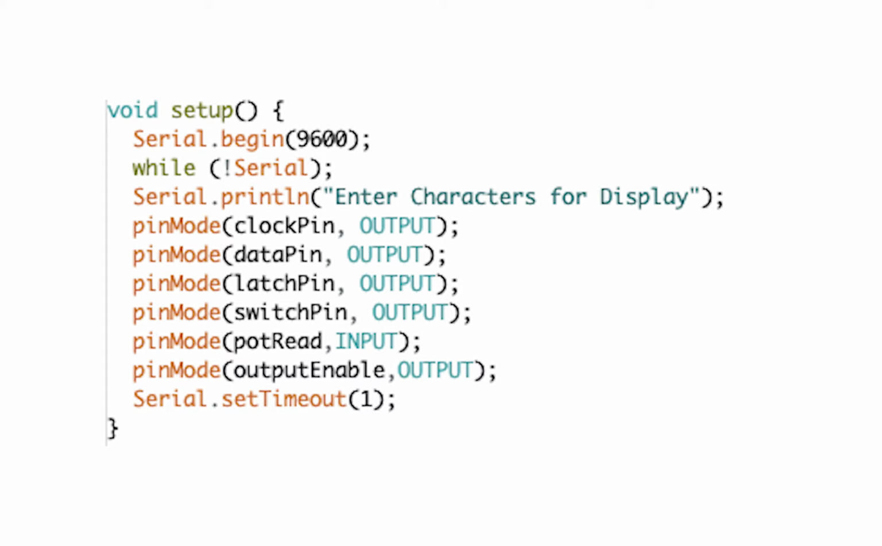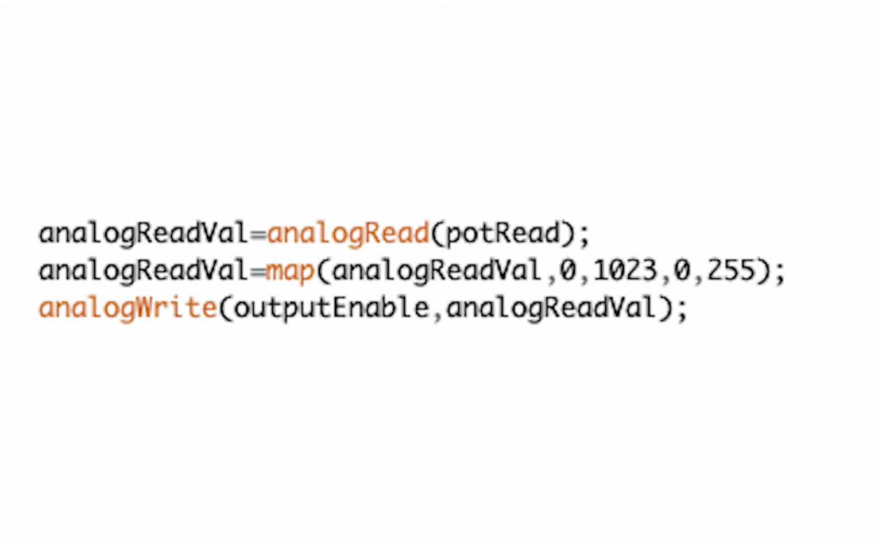In the void loop, the first part is reading the values of the potentiometer and mapping them to a value between 0 and 255. After it has been mapped, it is outputted to the shift registers to control the brightness.